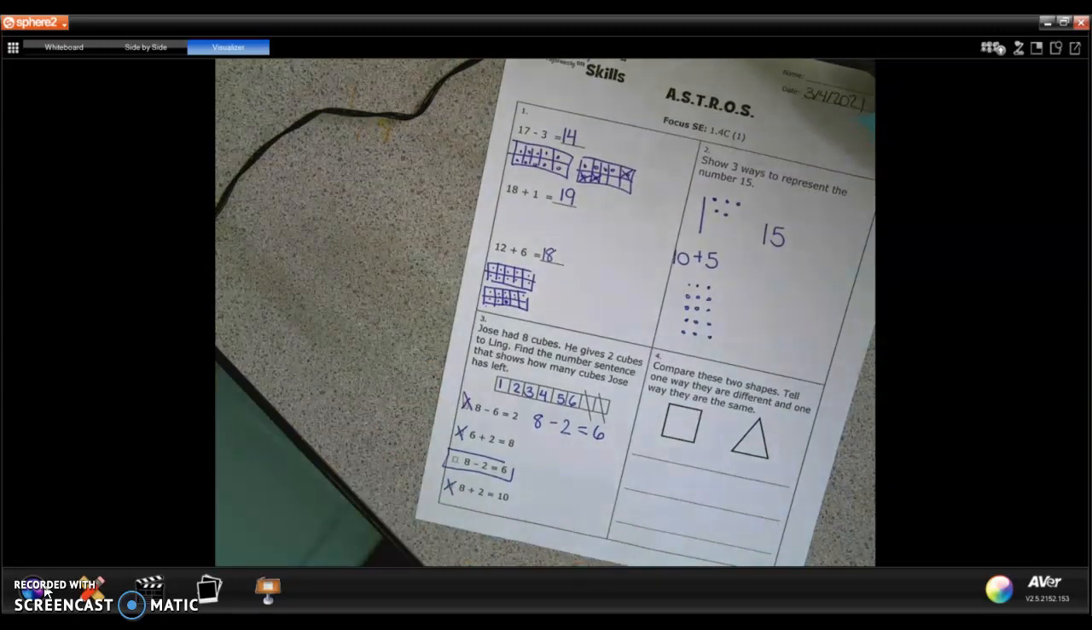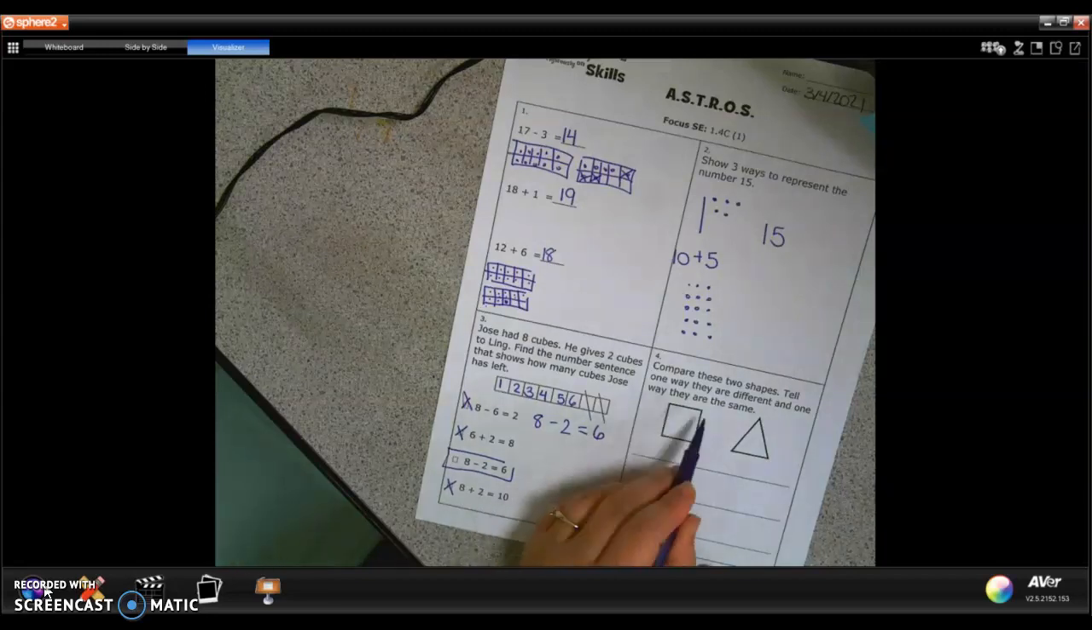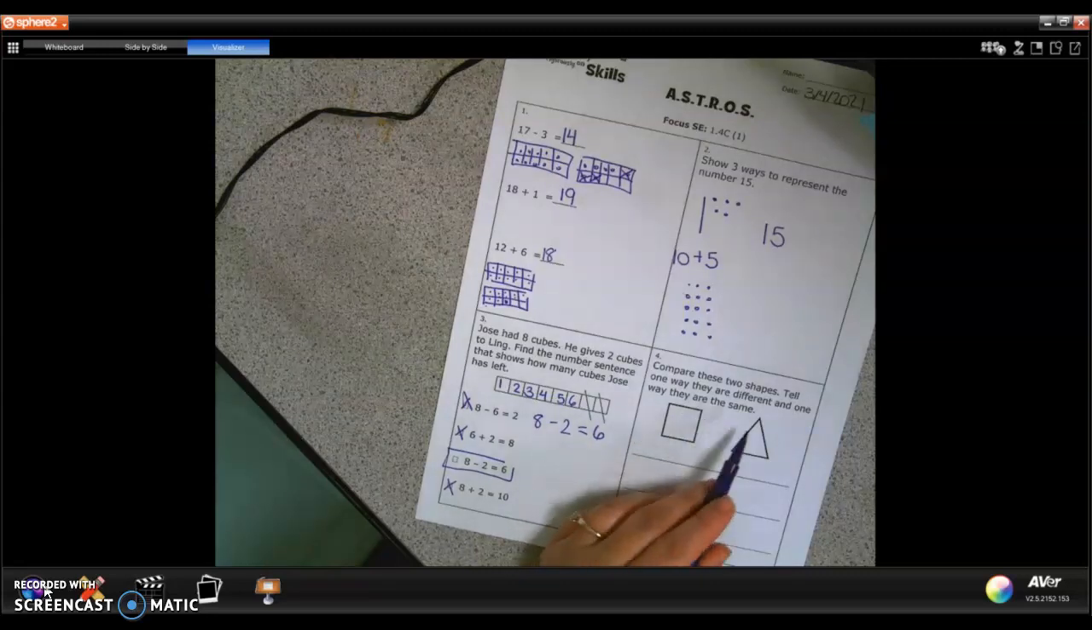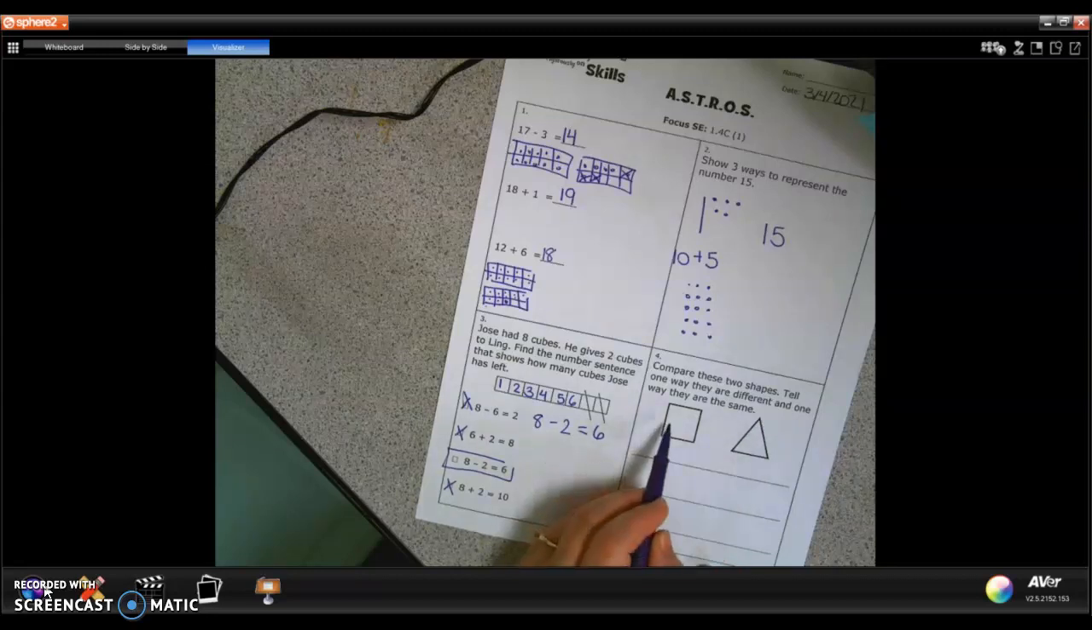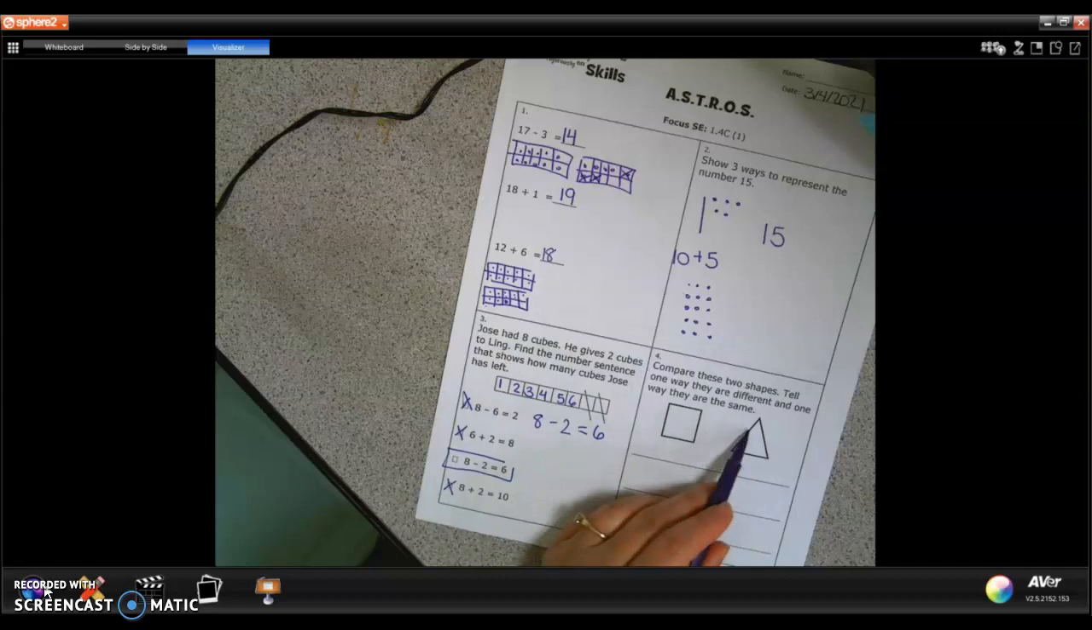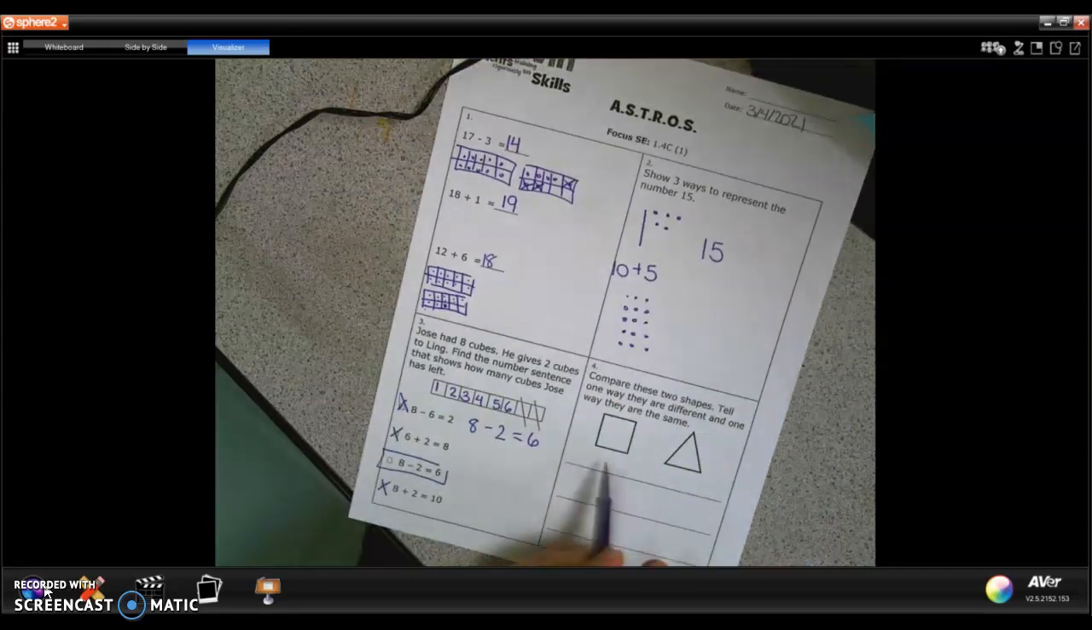Compare these two shapes. Tell them one way they are the same and one way they are different. So I could say both of these shapes have sides. Both of these shapes have vertices. I could say they're different because a triangle has 3 sides while a square has 4 sides. I could say both these shapes are regular shapes because they have an equal number of sides with the same length. I could say they're both closed figures.